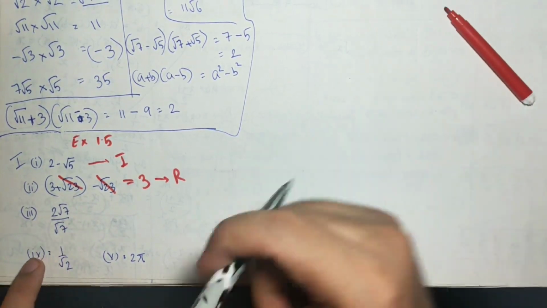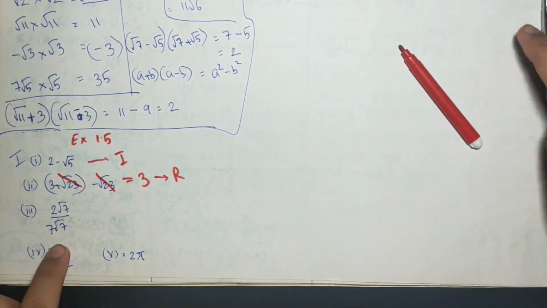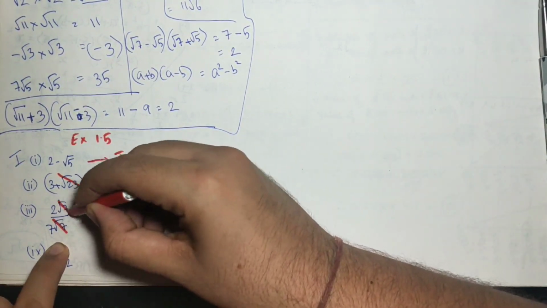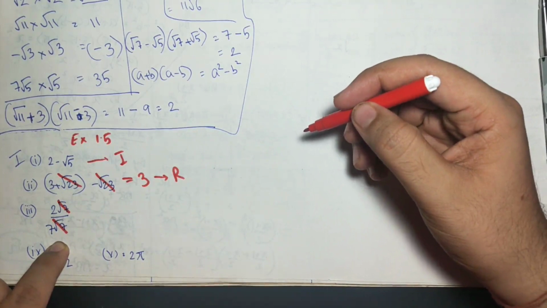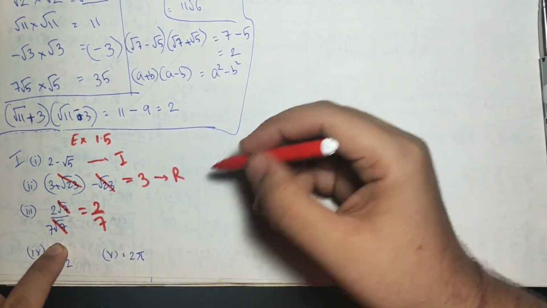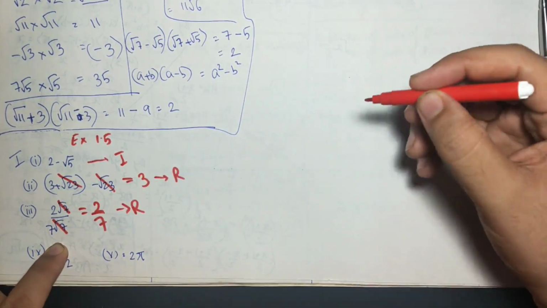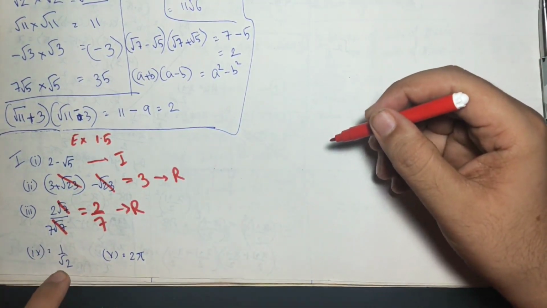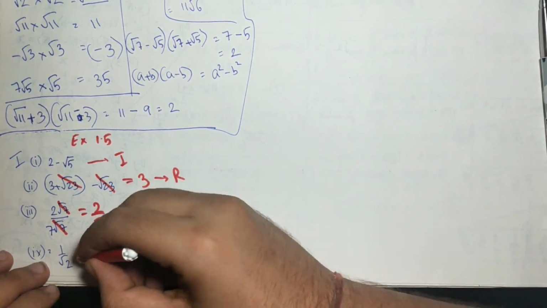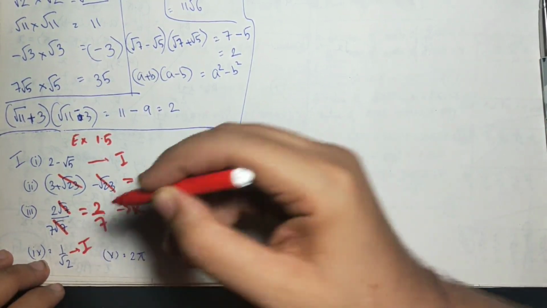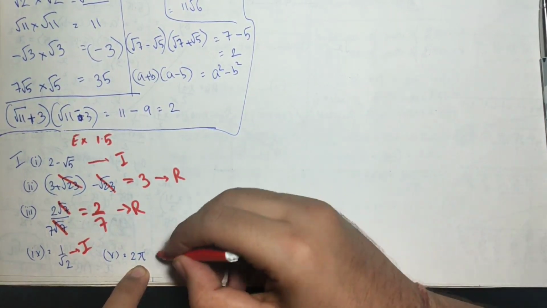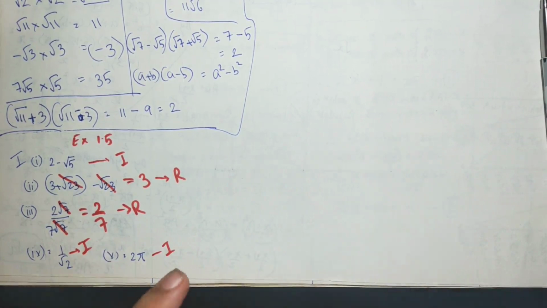2 root 7 and 7 root 7. In this question also, as you can see, root 7 and root 7 will get cancelled out by division. The only answer that remains is 2 by 7. That is also rational. 1 by root 2. No cancellation, nothing. Root 2 in the denominator, so it will be irrational. 2 pi. We all know that pi is an irrational number. So this is also irrational.